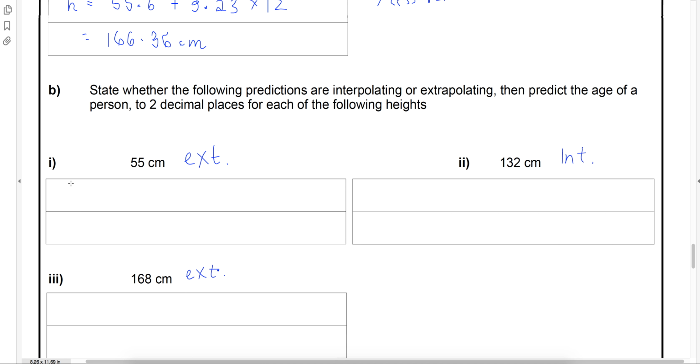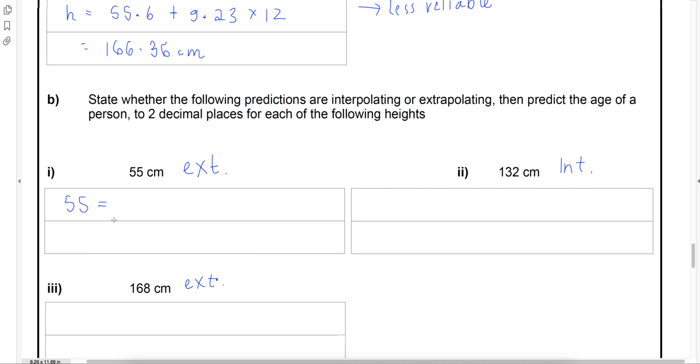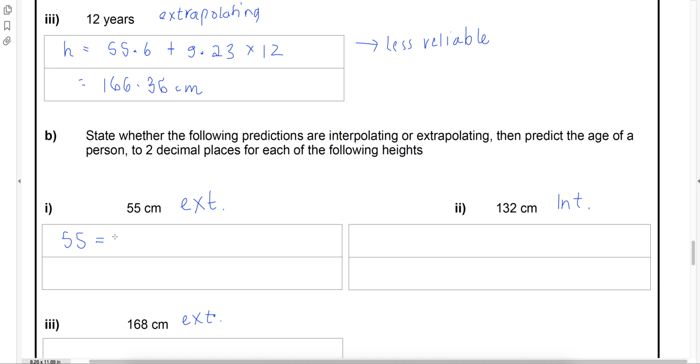All right. Now I want to know the age. So if I go, height is 55 this time. Just zoom it up a bit so I can see the rule. 55.6 plus 9.23 by 12. All right, so let's put that in. Menu 3.1, 55 equals 55.6 plus 9.23 by... Oh, what am I doing? I've put the 12 in. That was a mistake.